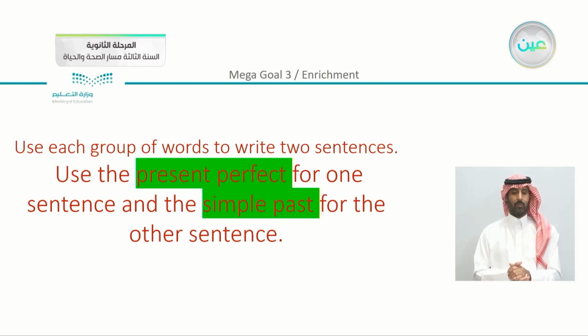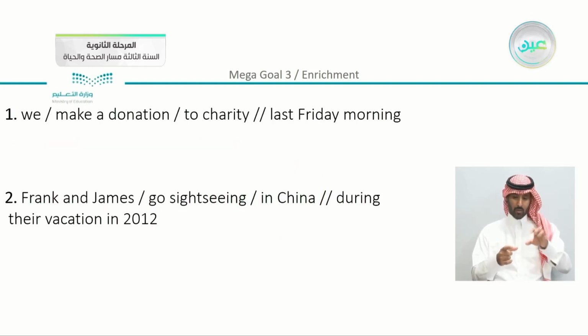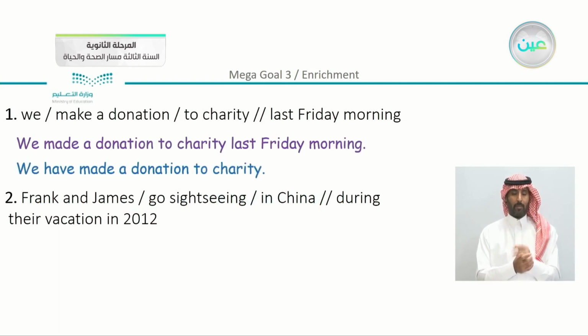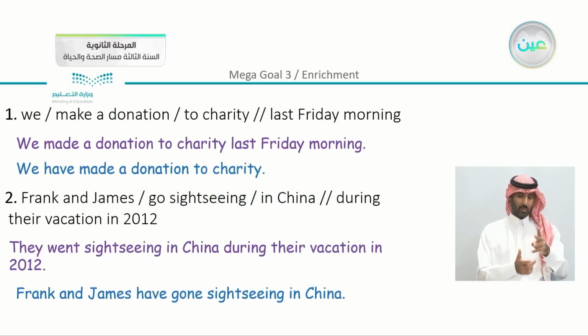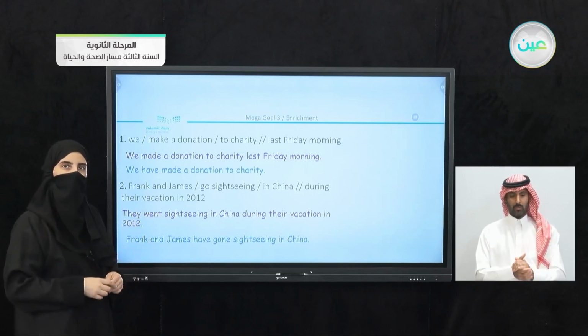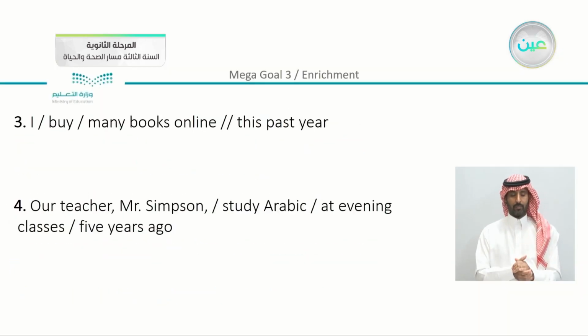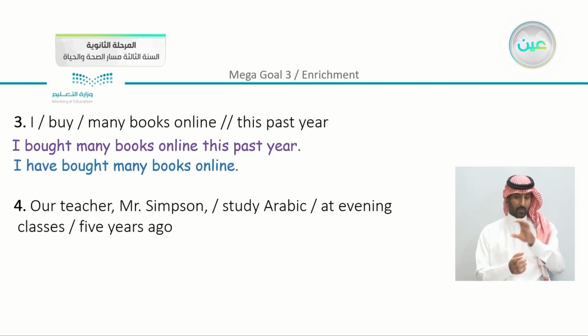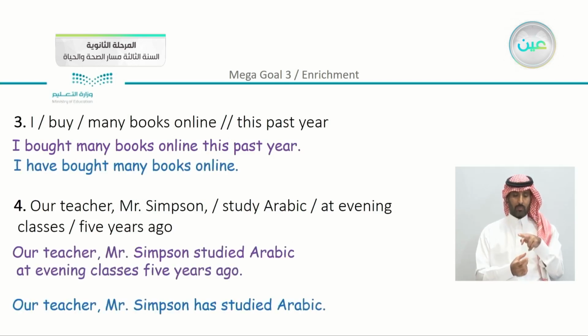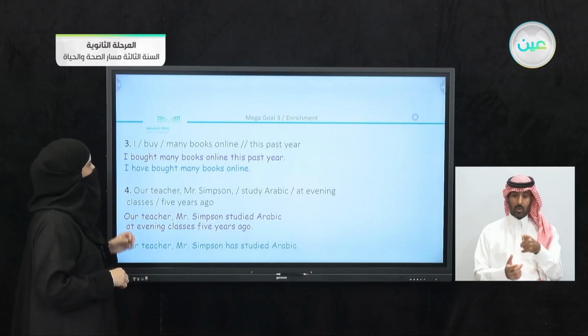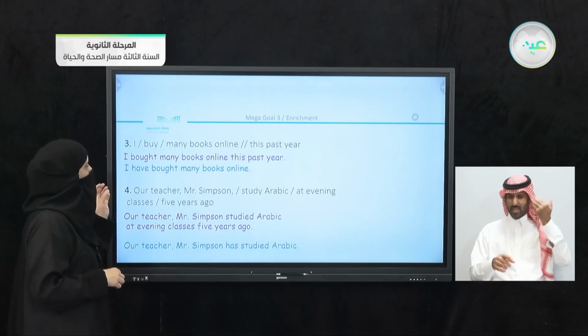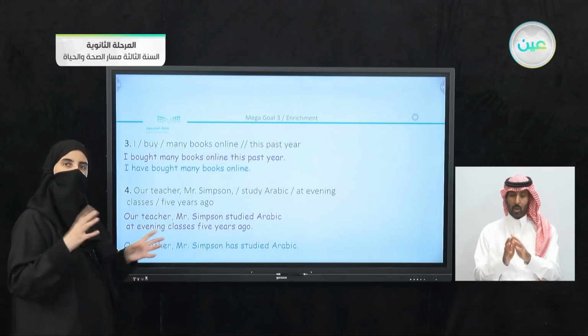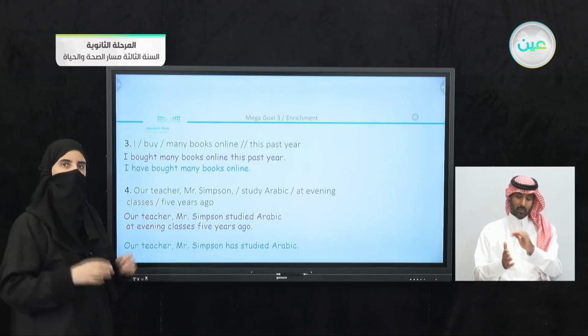Now use each group of words to write 2 sentences. We have here, just for examples, the same as we have done before. Now just to complete the sentence that we have here, but the difference is that there are different structures that you can apply in the same example. Let's just do one. We have here number 3, I buy many books online this past year. So I can say either, I bought many books online this past year, or I have bought many books online. So I used 2 different structures in the same example.